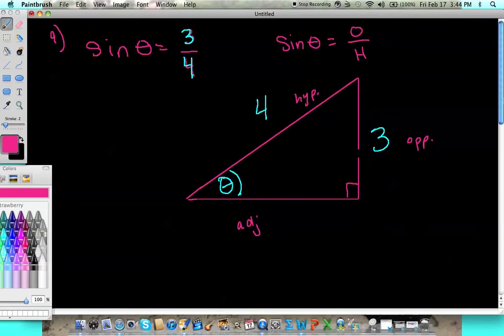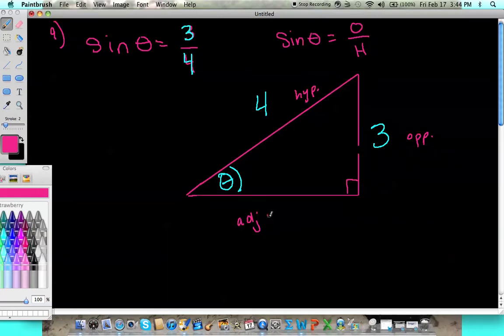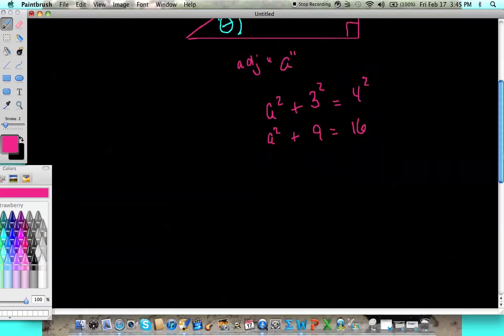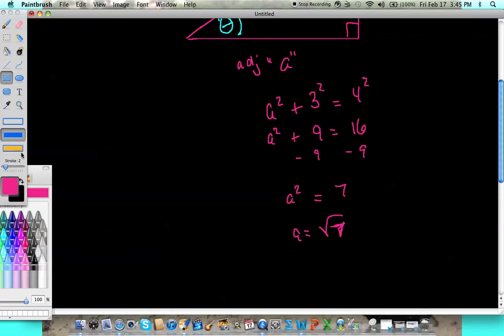So once again, I'm going to go back to the Pythagorean theorem, which is how I solve for the third side of a right triangle. And I'm going to call the adjacent A. So A squared plus 3 squared equals 4 squared. So A squared plus 9 equals 16. When I subtract 9 from both sides, I get that A squared equals 7. So A equals the square root of 7. Not the prettiest number in the world, but I can deal with it.